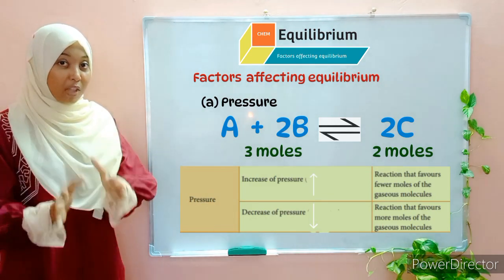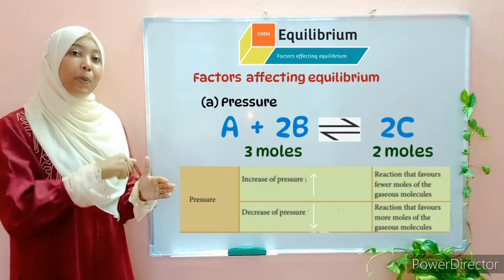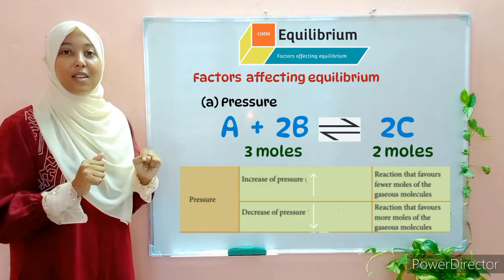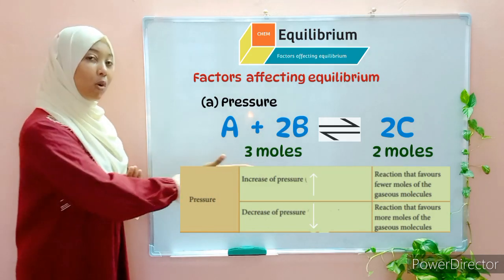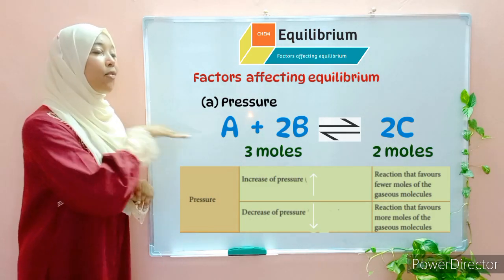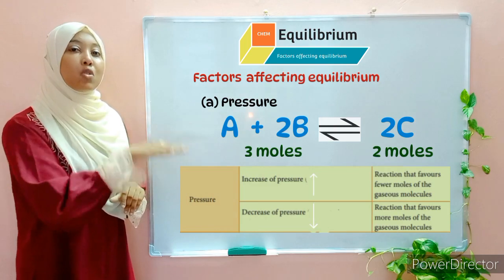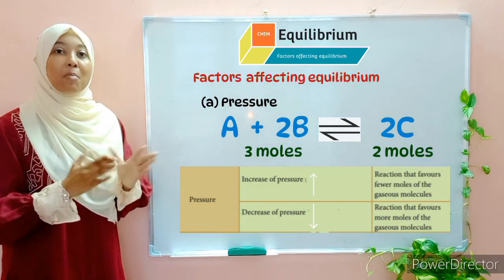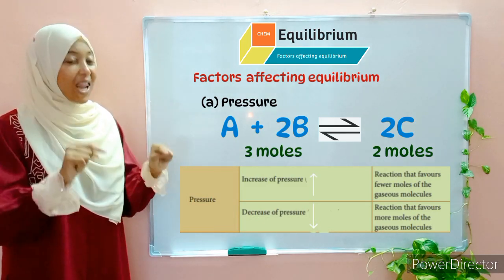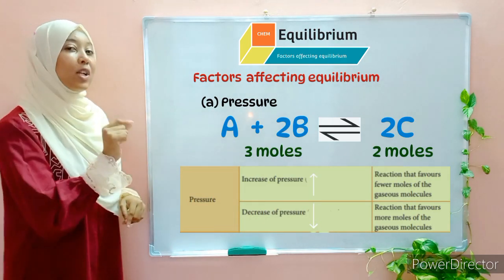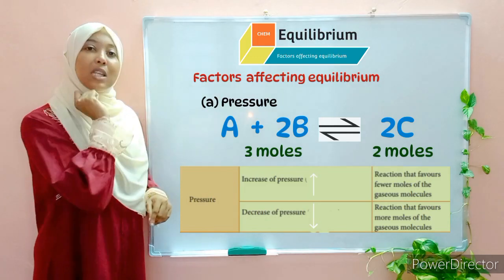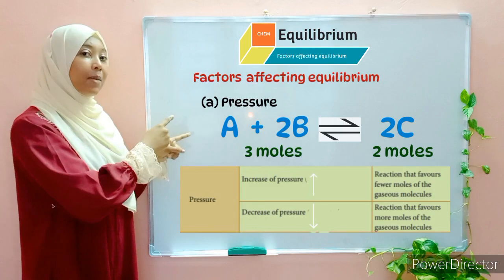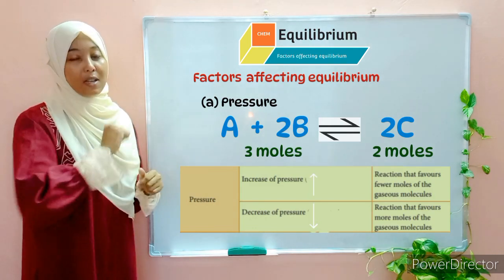So instead of that happening, if external pressure is increased, the system seeks to reduce the pressure within. Now, it's going to favor the forward reaction. Why? Because the forward reaction is the one that produces fewer particles. Fewer particles means fewer collisions, means less pressure. So we are going to get more of C being produced and less of A and B. Why? Because A and B are being used to form C.